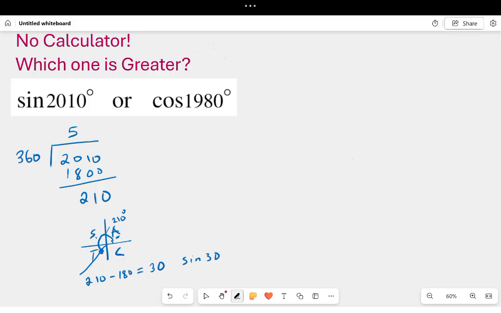And because this angle was found in the third quadrant, therefore it should be negative sine 30, which is equal to negative 0.5. Now the next one too, we are going to do the same thing. We are going to have long division, 1980 divided by 360. So this one will also make 5 periods.